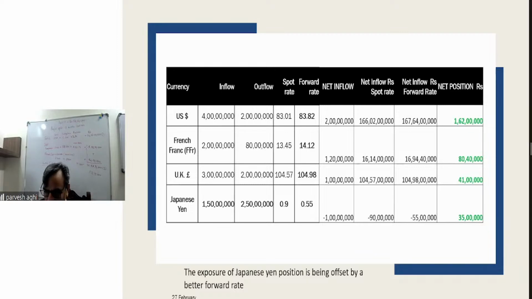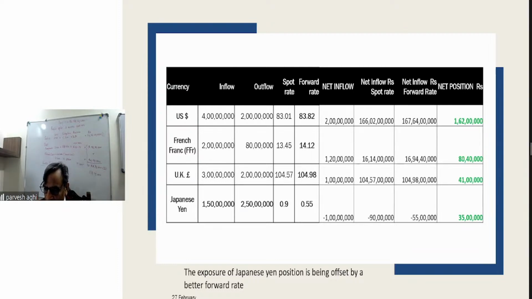So Japanese yen has depreciated. That means whatever money he has to pay will come down. Okay, he has to pay less. So though the net flow was 1 crore in terms of Japanese yen, at the spot rate it was 90 lakhs, but in the forward rate it is 55 lakhs. So it is also resulting in a positive impact of 35 lakhs.